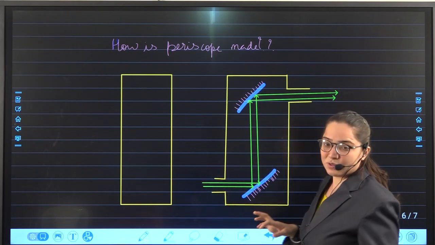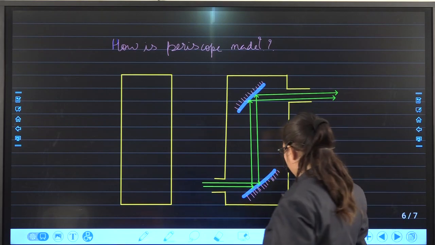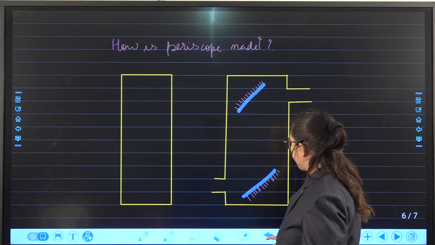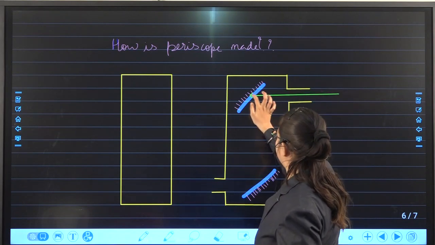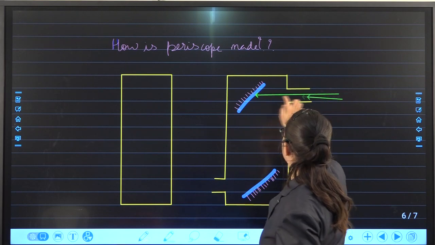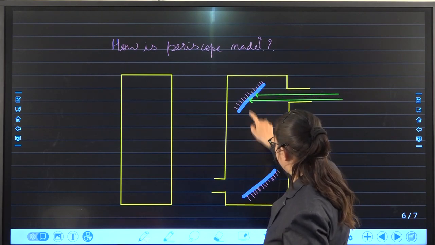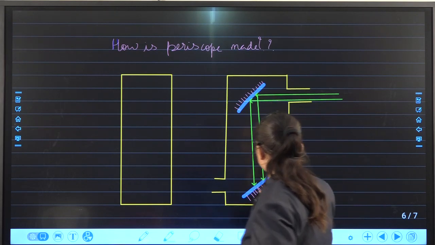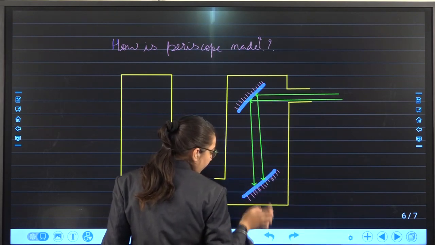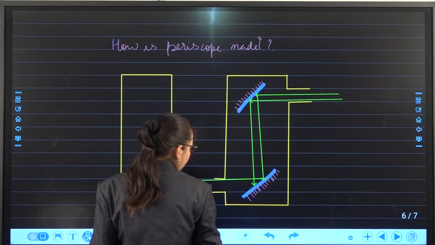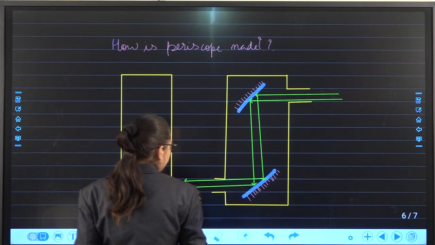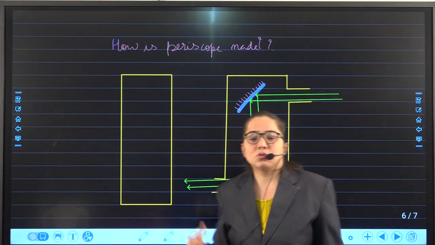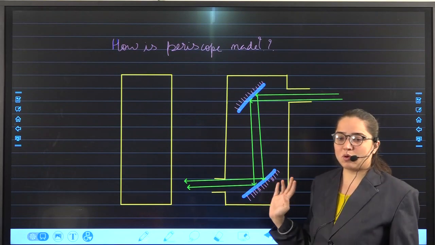Or we can use it in the reverse way to see anything that is at the bottom. The ship is over here, so the light rays will come over there. It will get reflected. Then it will go here, and the observer will be able to observe it. So this is how the periscope works.